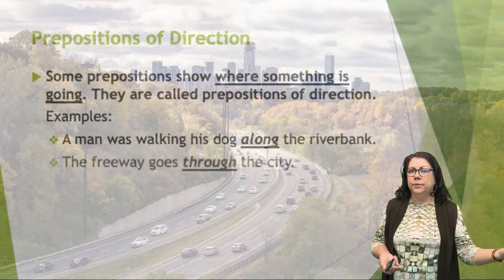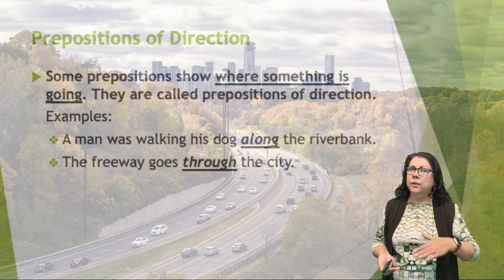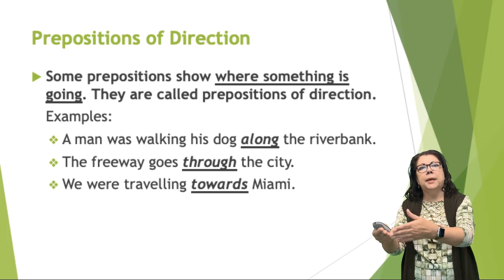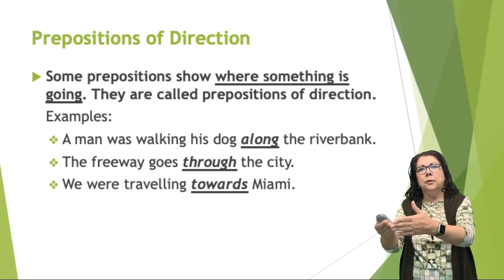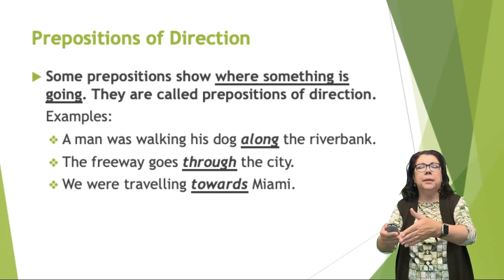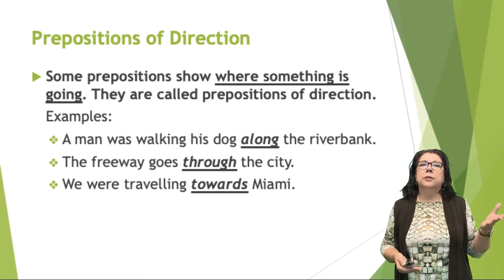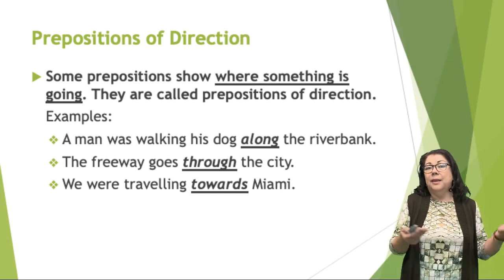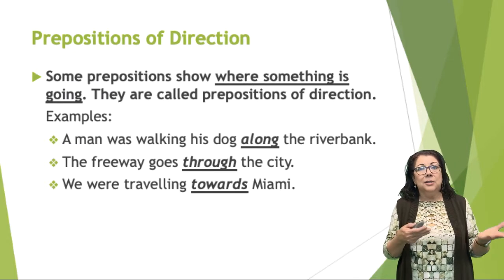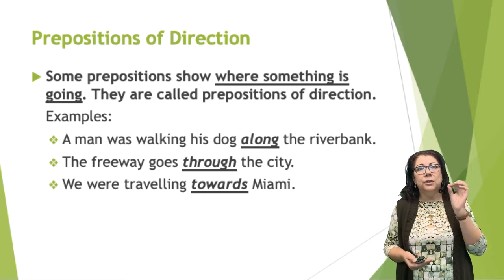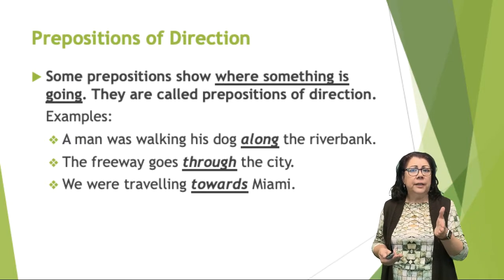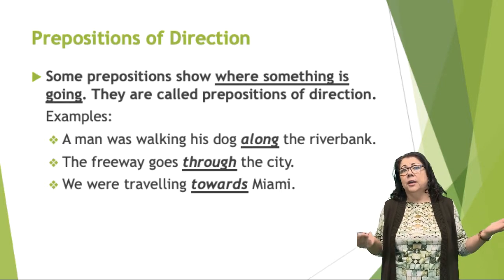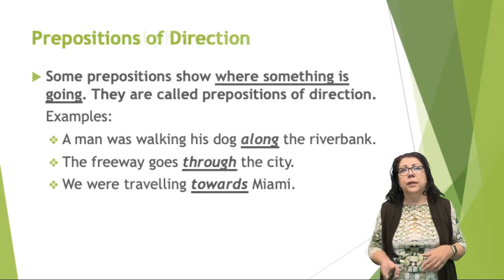The freeway goes through the city. Where is it going? It's going through the city. We are traveling towards Miami. Where are we going to? Towards Miami. Okay. You are going to notice that some of these prepositions can be used for time and place. Okay. So it doesn't mean that they can only be used for this one thing. Okay. So on, at, in can be prepositions of location too, okay?